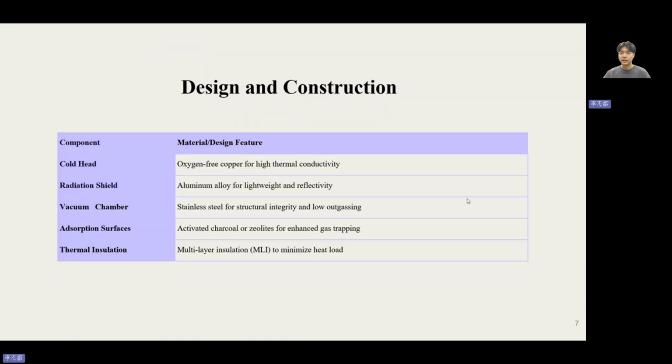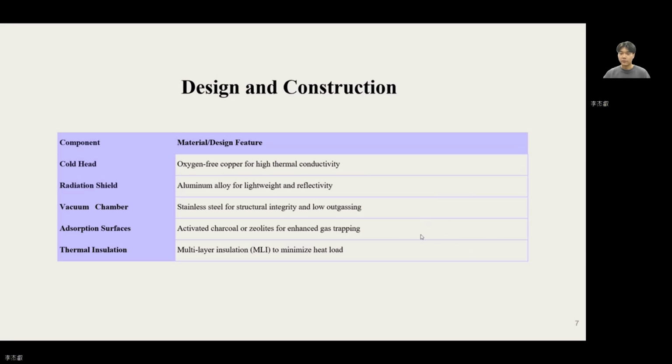Okay, next page. This slide shows the design and construction of cryo pumps. Different parts use different materials because each part has a different job. For example, the cold head often uses oxygen-free copper because copper has very high thermal conductivity, and this helps transfer heat efficiently. The radiation shell often uses aluminum alloy because it is lightweight and reflective. And the vacuum chamber is usually made of stainless steel because it has good mechanical strength and low outgassing.